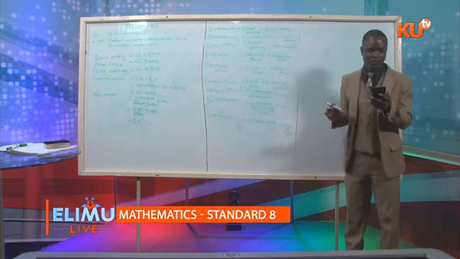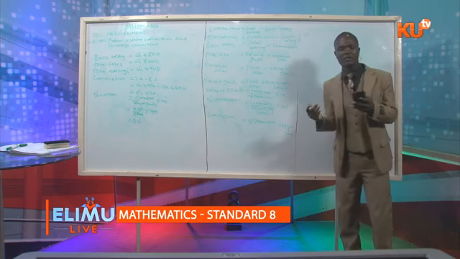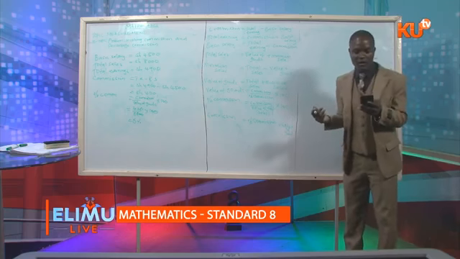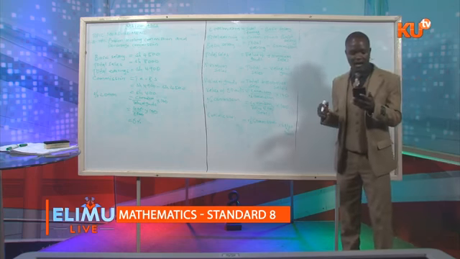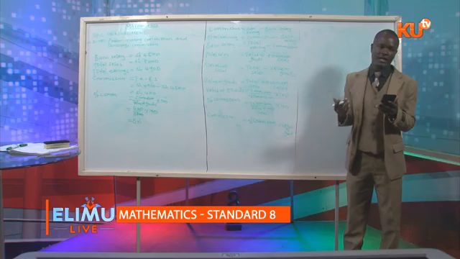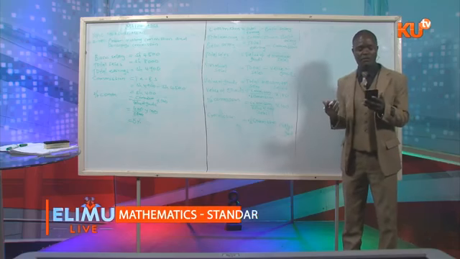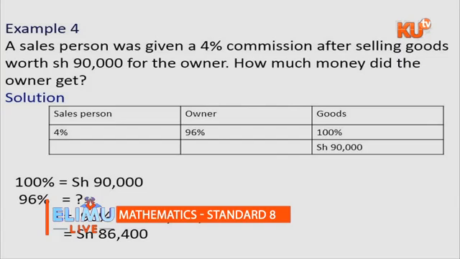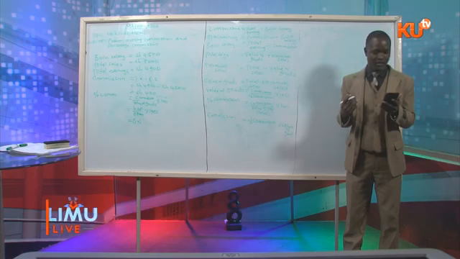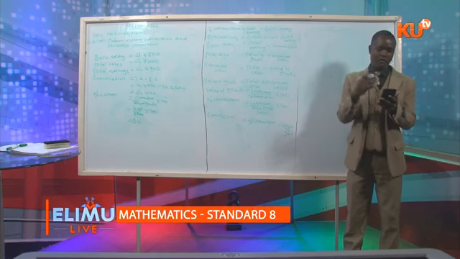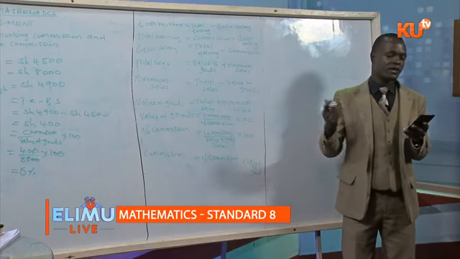Now, in this case, we have two people. We have the salesperson who is selling goods on behalf of the owner. So the first question that we should be asking ourselves is how much in terms of percentage will the owner get, and how much in terms of percentage will the salesperson get? Normally percentage is always 100. So what we need to do is find the percentage that the owner got.